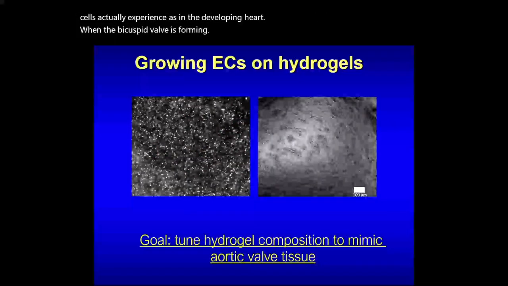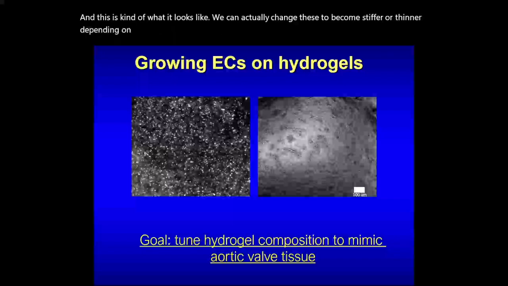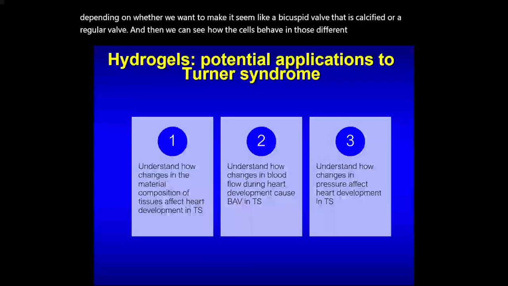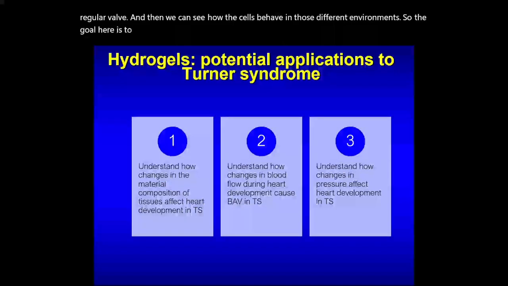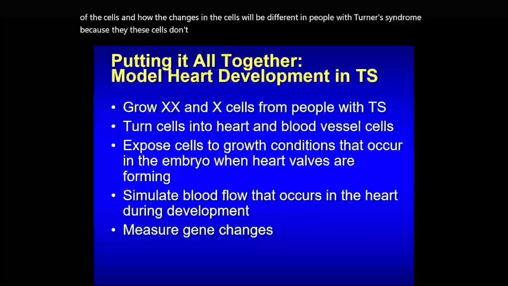And this is kind of what it looks like. We can actually change these to become stiffer or thinner depending on whether we want to make it seem like a bicuspid valve that is calcified or a regular valve, and then we can see how the cells behave in those different environments. So the goal here is to understand how changes in flow and heart composition affect the behavior of the cells, and how the changes in the cells will be different in people with Turner syndrome, because these cells don't respond to flow in the same way.